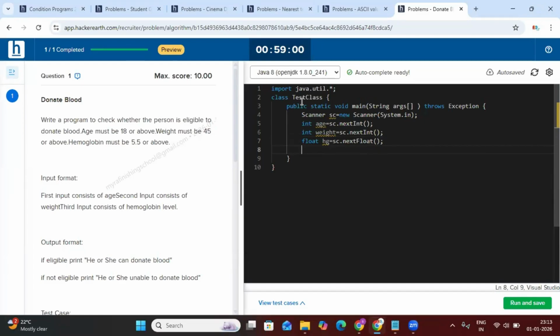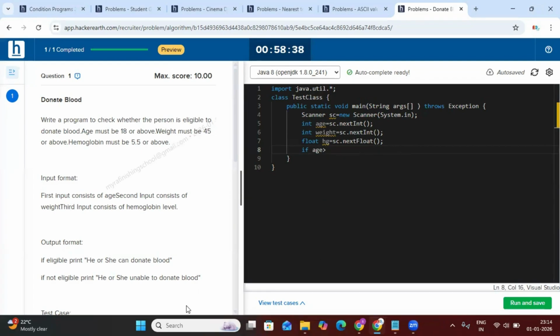Then after that, you decide whether they can donate blood or not. How to decide means they are providing some requirements: age must be 18 or above, weight must be 45 or above, hemoglobin must be 5.5 or above. Then you can compare the values.